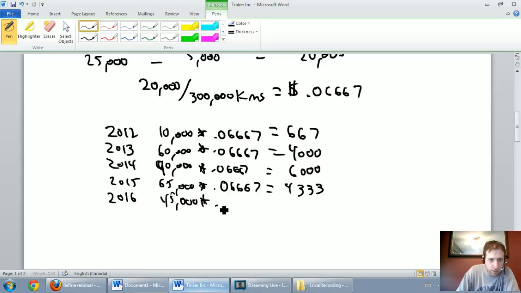45,000 times 0.06667 is, I got to recalculate that. I think I messed it up. 45,000 times 0.06667. Oh, no. It is an even number. I was worried I didn't, when I got an even number. It's 3,000 even.